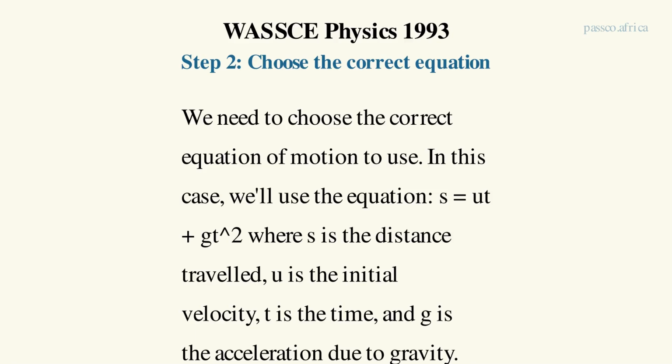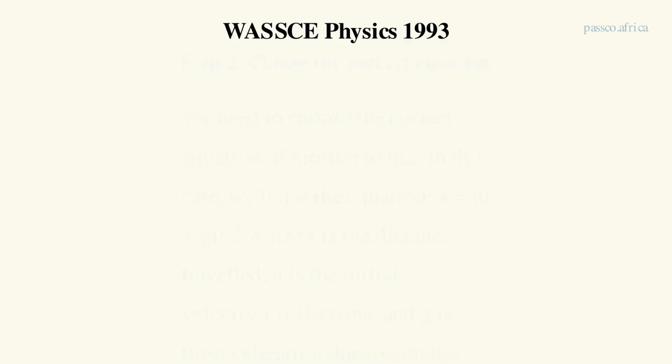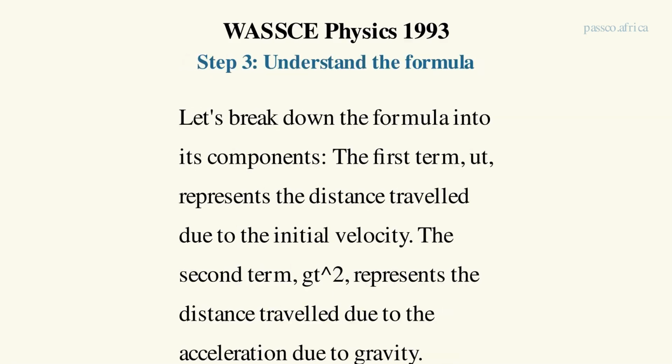In this case, we'll use the equation S equals ut plus gt squared, where s is the distance traveled, u is the initial velocity, t is the time, and g is the acceleration due to gravity. Step 3. Understand the formula. Let's break down the formula into its components. The first term, ut, represents the distance traveled due to the initial velocity. The second term, gt squared, represents the distance traveled due to the acceleration due to gravity.